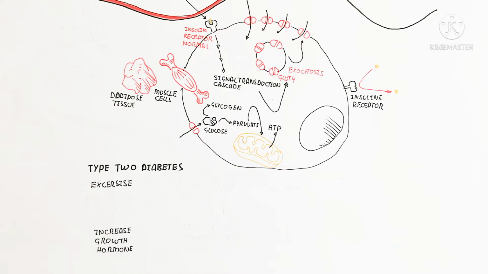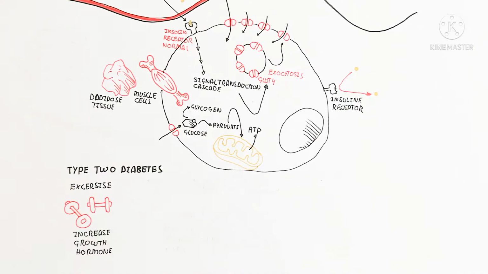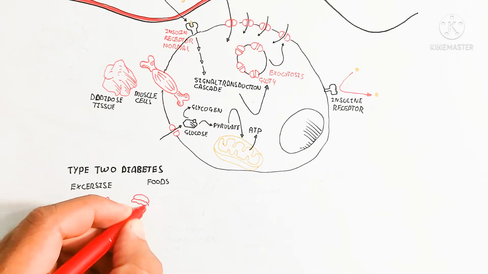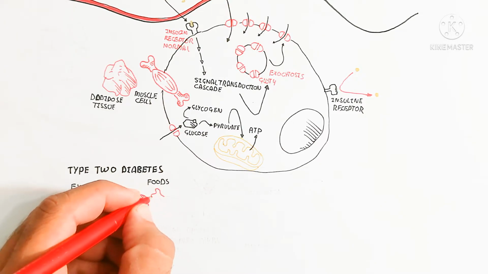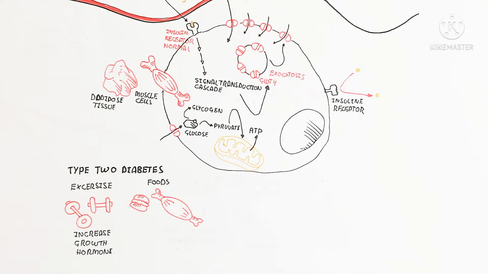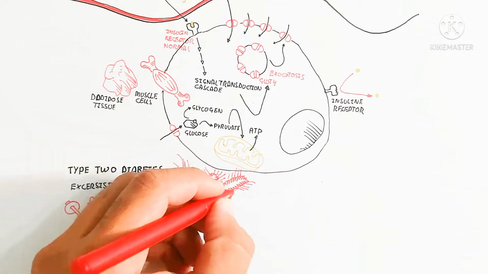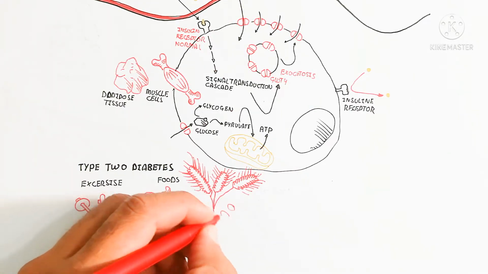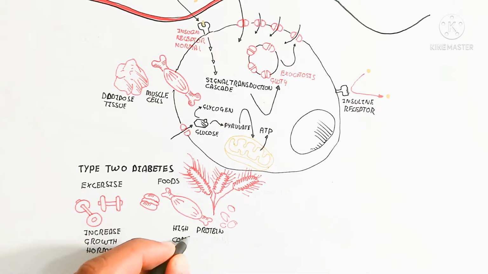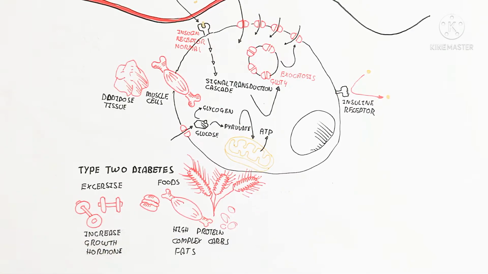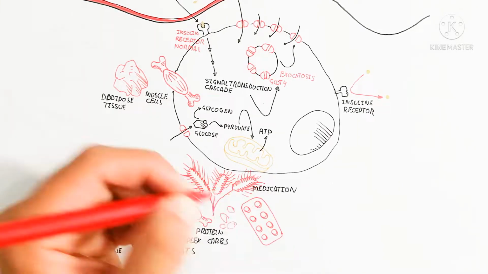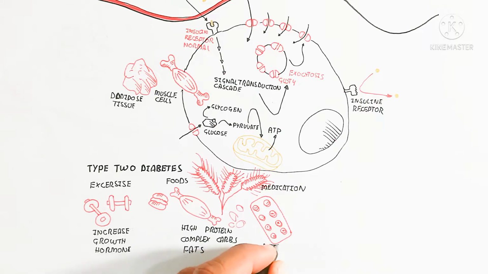So here is type 2 diabetes, which can be recovered by exercise, increased growth hormone, and that means an increase of insulin and insulin-like growth factor in the liver. The food should be complex carbohydrate, high protein, and fats. In this way we can eat less food to decrease the glucose level in the blood for normal function.